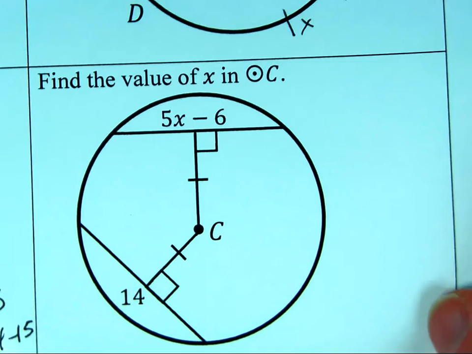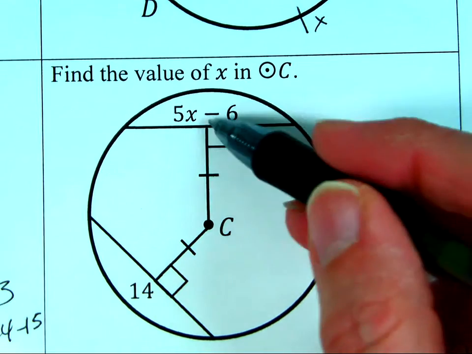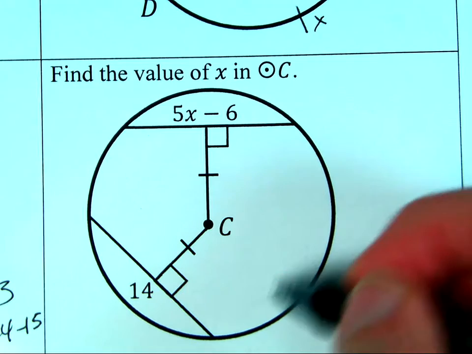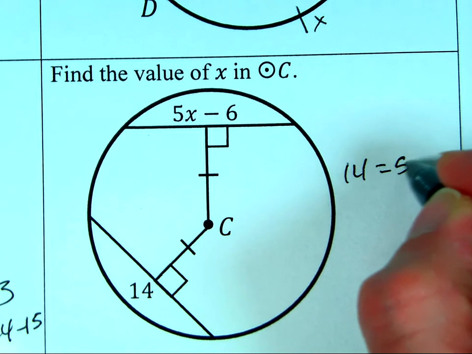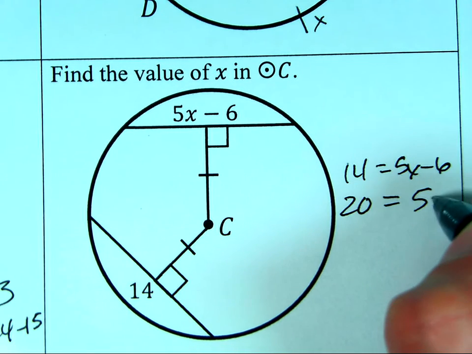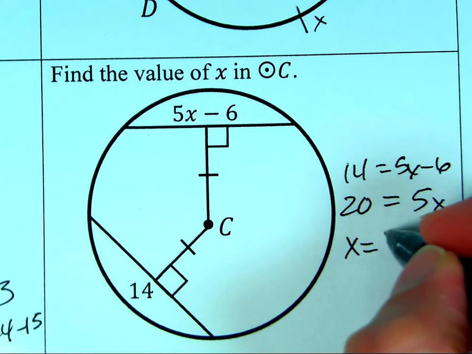Alrighty, this one's another equation to solve. Equidistant means equal chords. So if they are the same distance from the center, then the chords are equal. So I have 14 equals 5x minus 6. If I add 6 to both sides, I get 5x equals 20. If I divide both sides by 5, I get x equals 4.